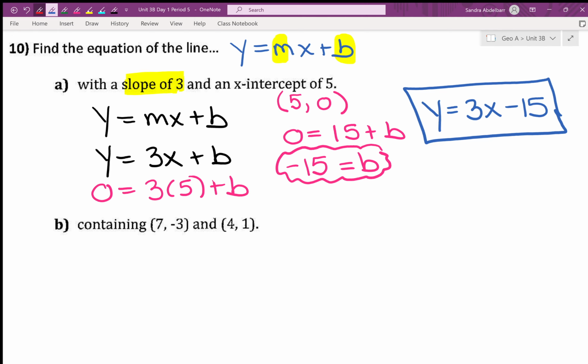What does the y stand for again? The y and the x combined represent all the points on the line. So y are all the y coordinates, the x are all the x coordinates of all the points that exist on the line. So it's always changing.